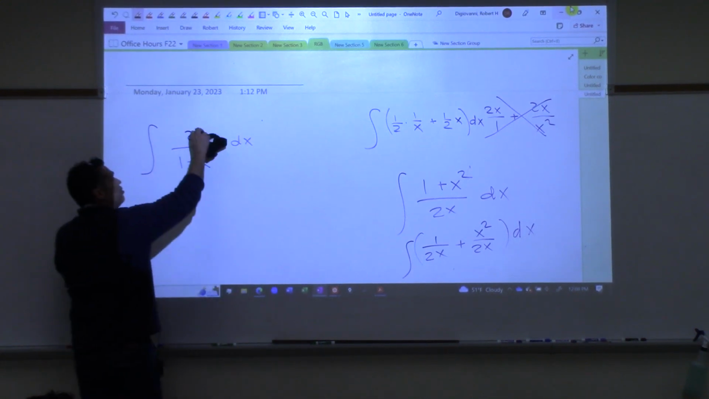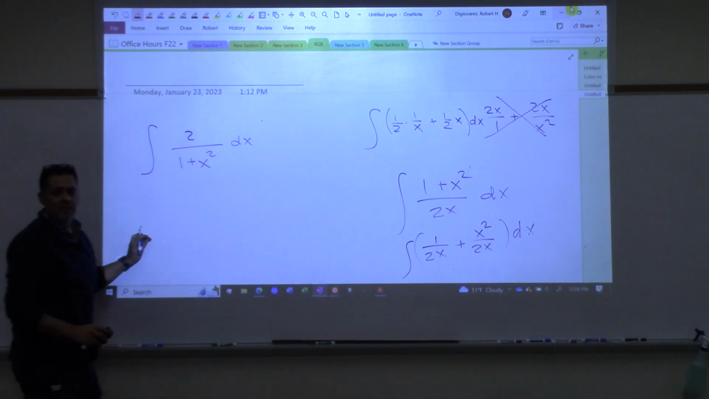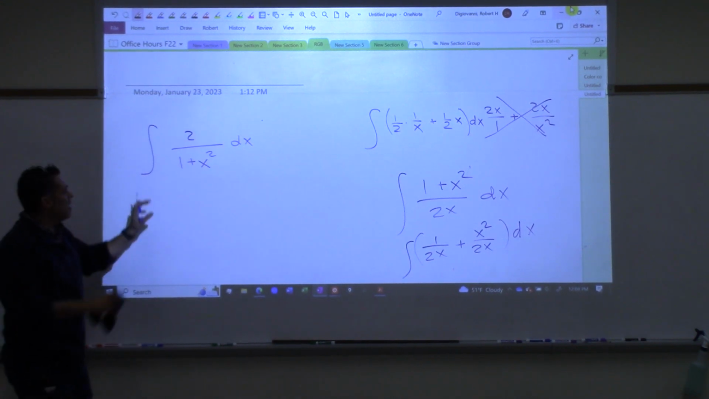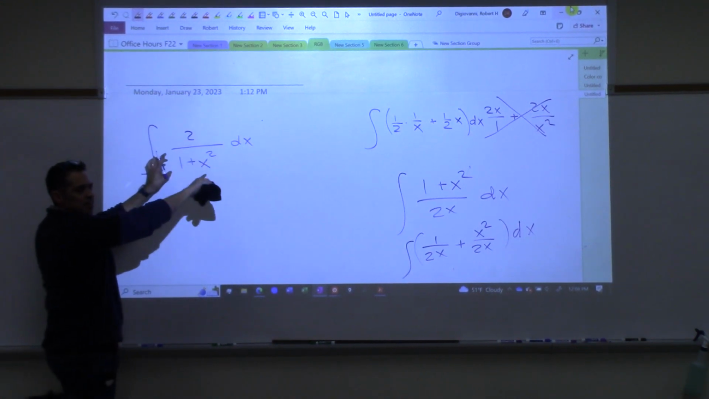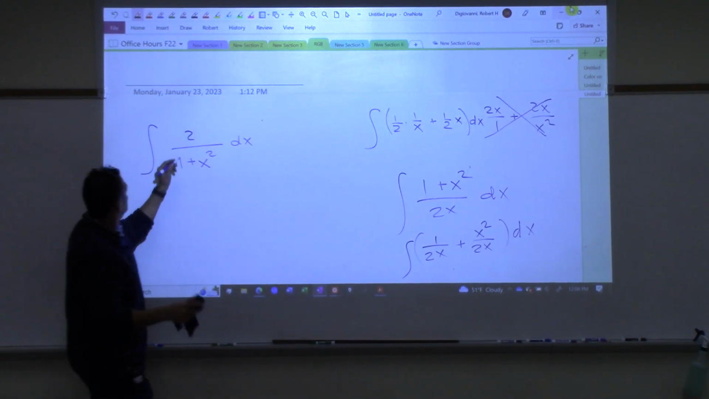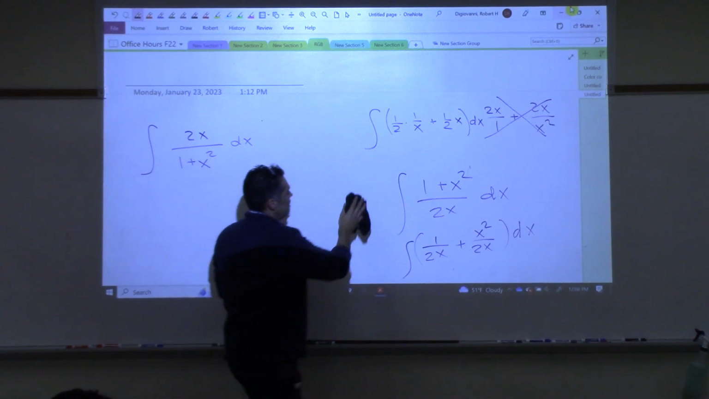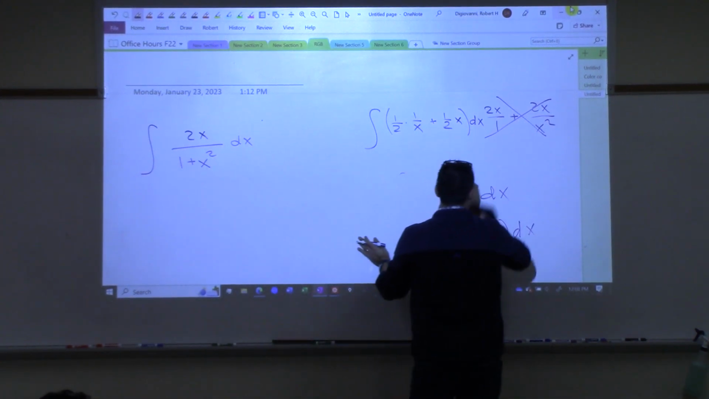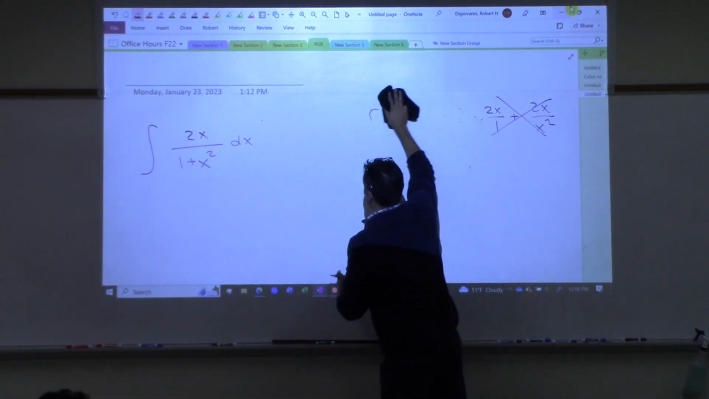Even if there was a 2 here, even if it was 2, I could handle that, because then I could pull the 2 out and do them separately, because 2 is a constant. I could do that.